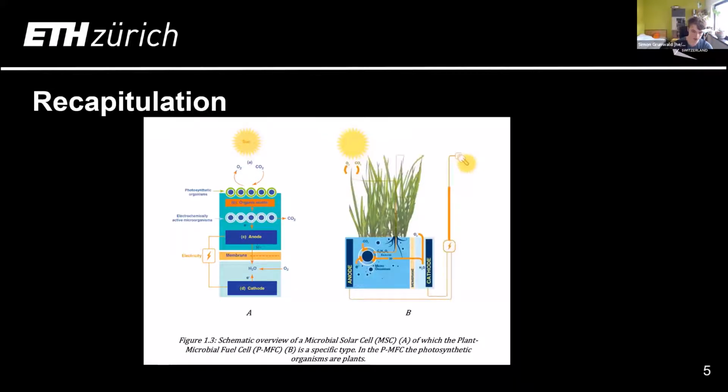In general, here you can see one of the schematics they showed, where you can clearly see on the right side the schematic of the setup, where you have the anode chamber, the cathode chamber, and the plant that's generating the organic waste material.